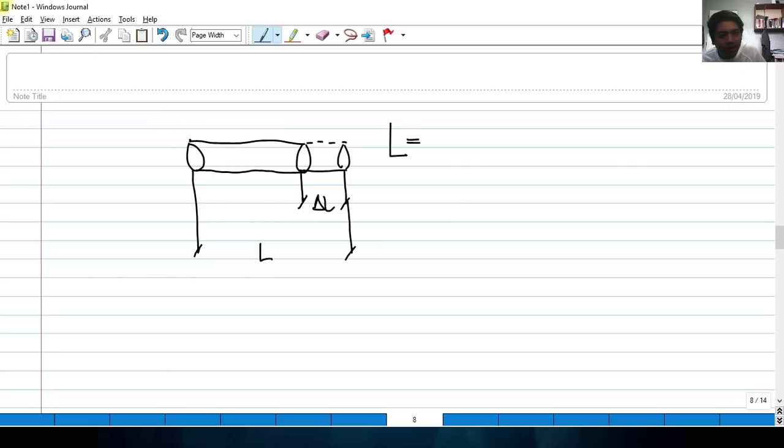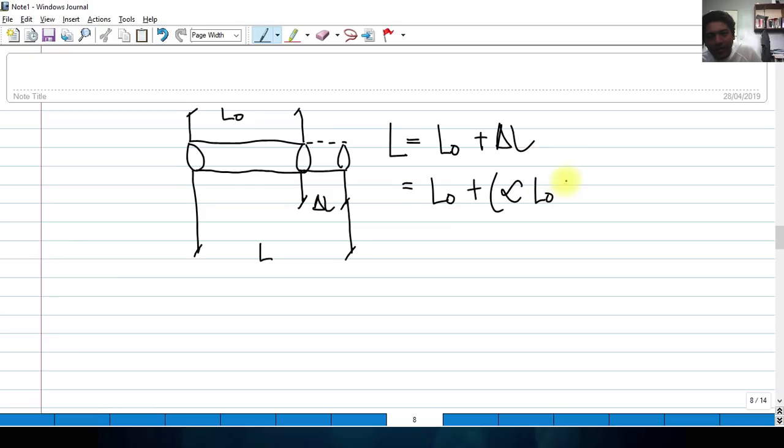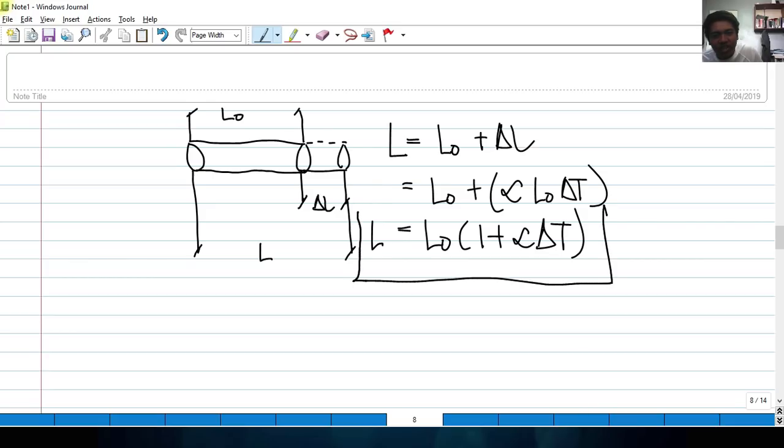This is our initial length before we expose this to high temperature. So L is basically L naught plus delta L. So L naught, the initial length, plus delta L is equal to alpha L naught delta T. We can factor out L naught so that we have 1 plus the coefficient of linear or thermal expansion times delta T. So this is now the total length. Don't be confused between the change in length and the total length.